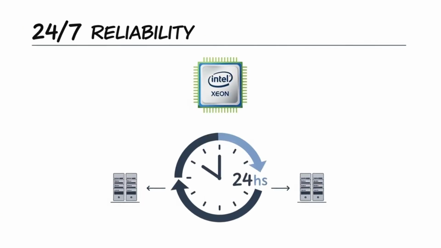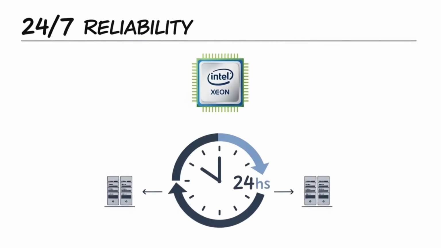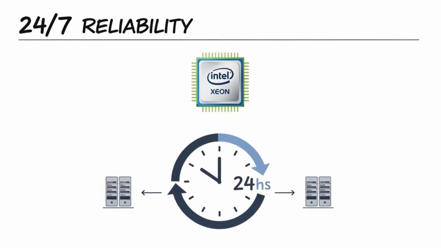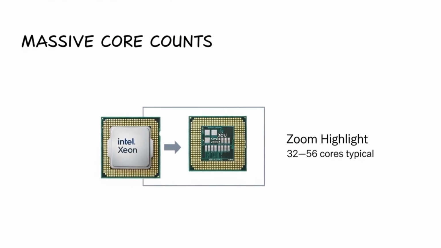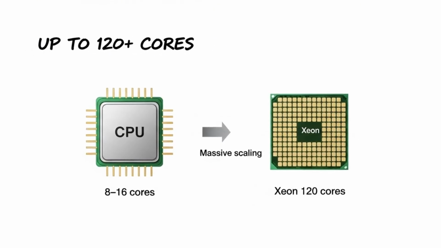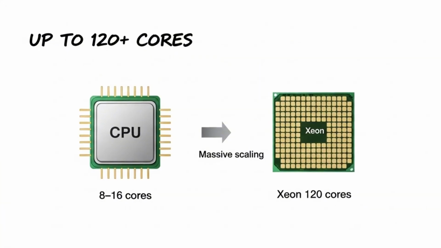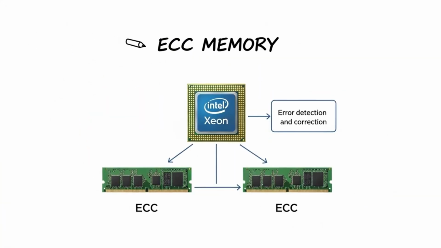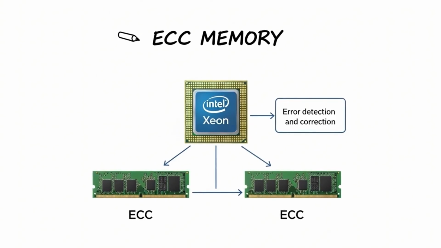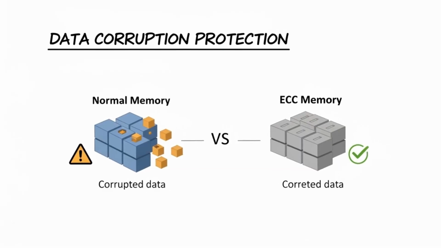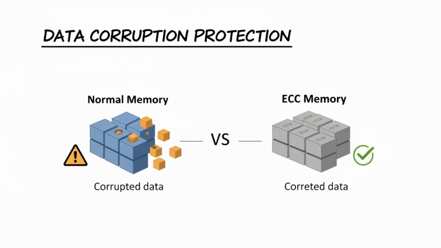To achieve this, Xeons pack an immense number of cores, ranging from 32 to 56 in common models and scaling to over 120 cores in specialized variants. They also support advanced features like ECC, or error-correcting code memory, which can detect and fix data corruption, ensuring the integrity of critical calculations.